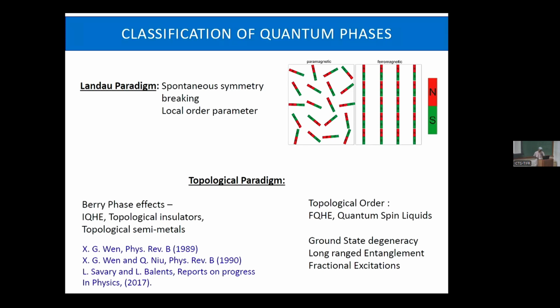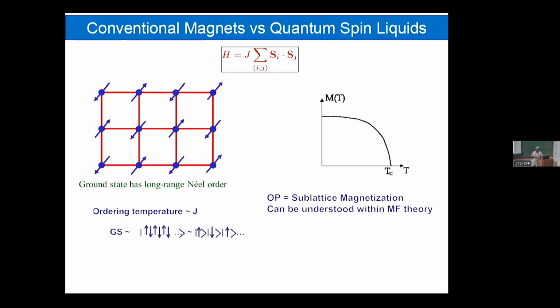As an experimentalist, the most easily accessible out of these three is the fractional excitations, and that is what I will try to show to you in two classes of materials. So to first contrast spin liquids versus conventional magnets, let's put spins on a square lattice and let them interact via a nearest neighbor Heisenberg antiferromagnetic interaction.